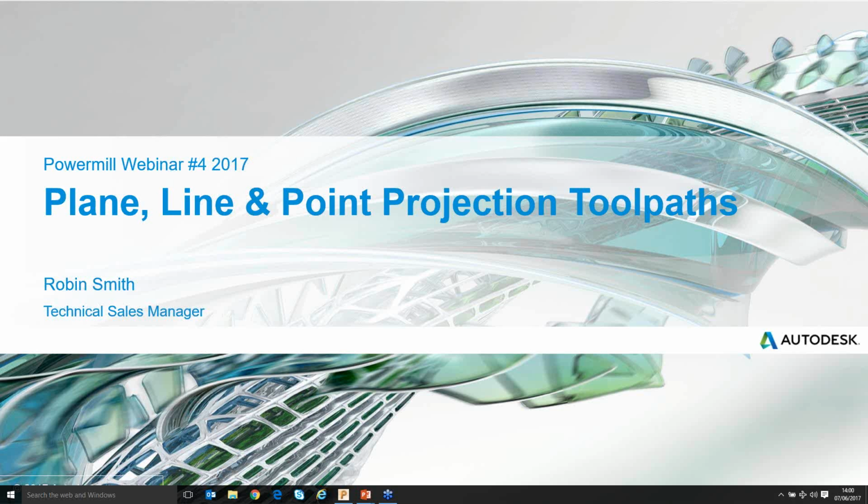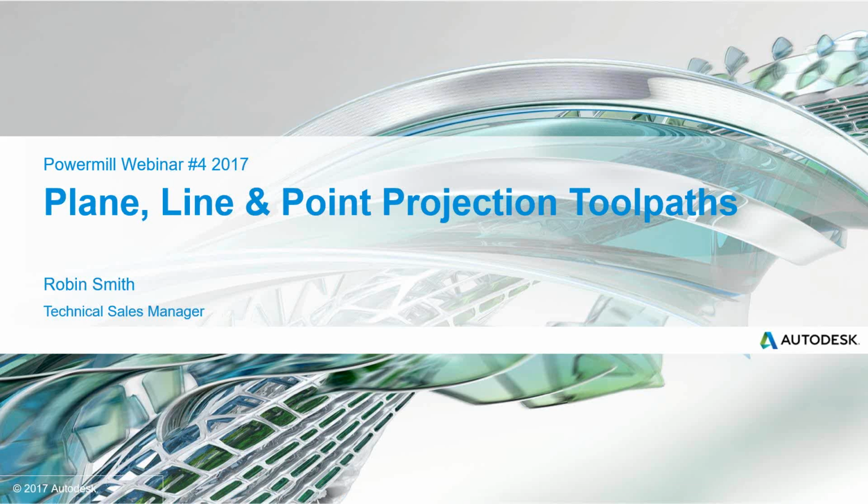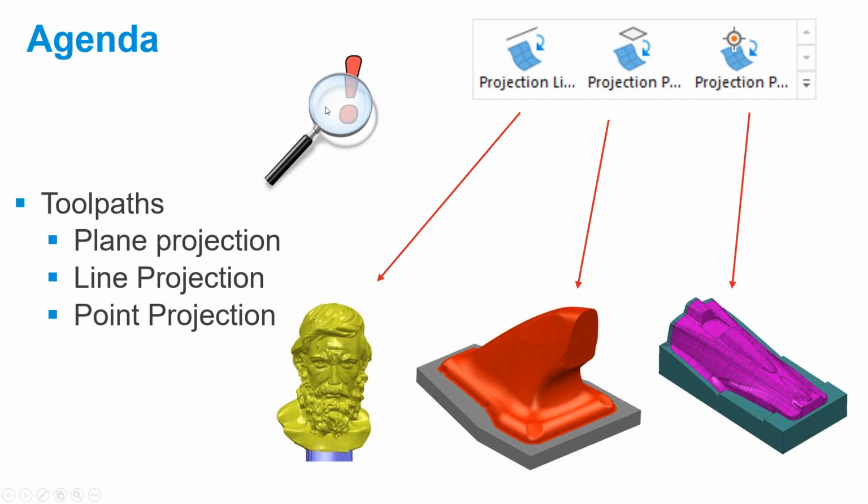This particular one is all about the plane, line, and point projection toolpaths, how we go about using them, and what they're useful for. So without further ado, quick agenda. These are the toolpaths. On the ribbon at the top in the latest versions of Powermill, this is what the icons for them look like. And here are some of the examples that I'll be looking at as to how we might go about using them. So let's make a start.